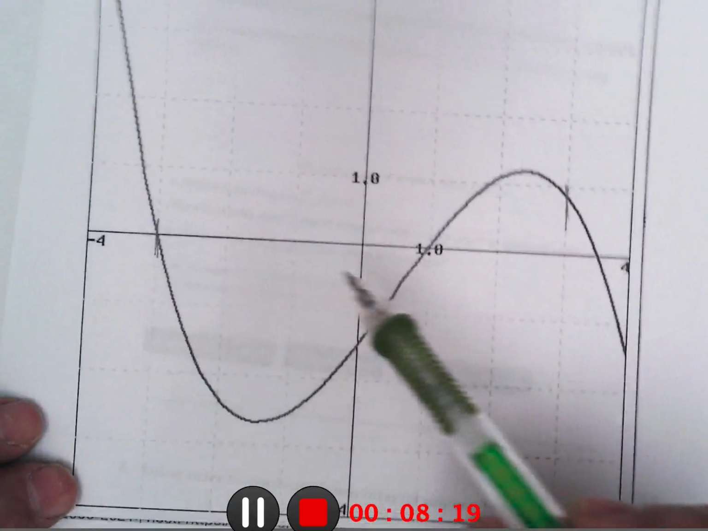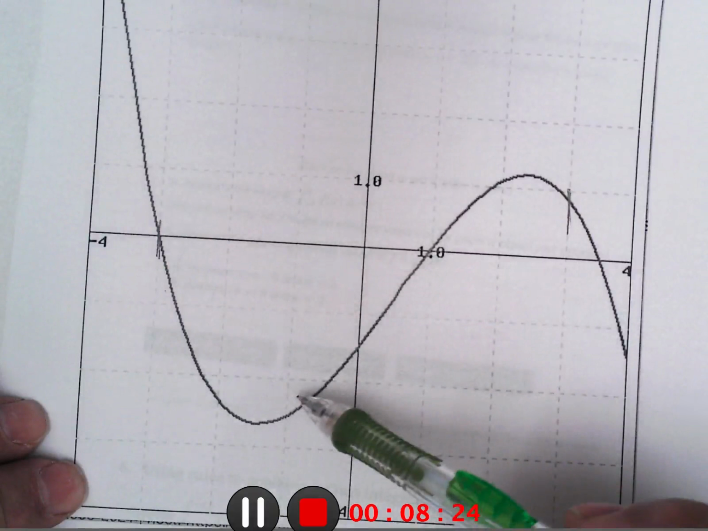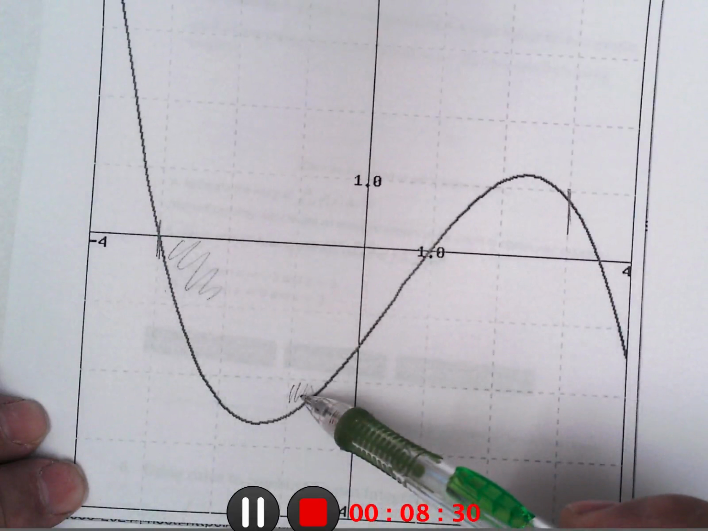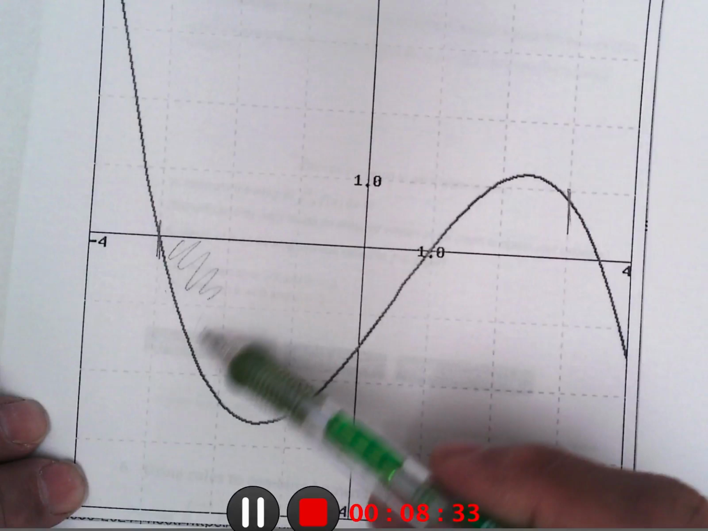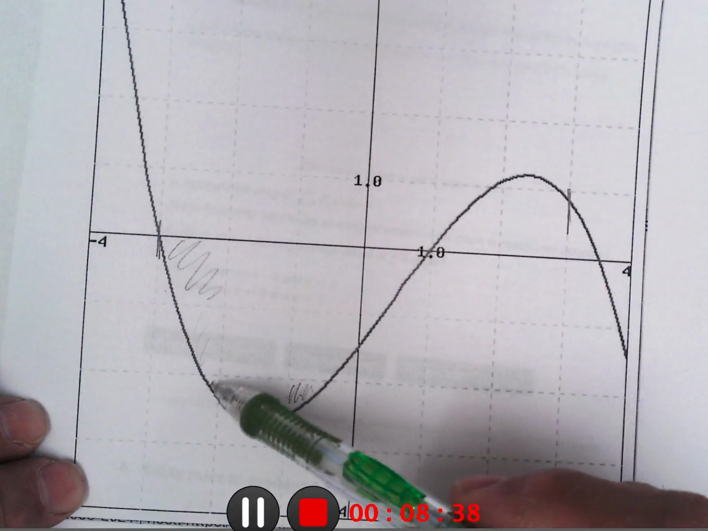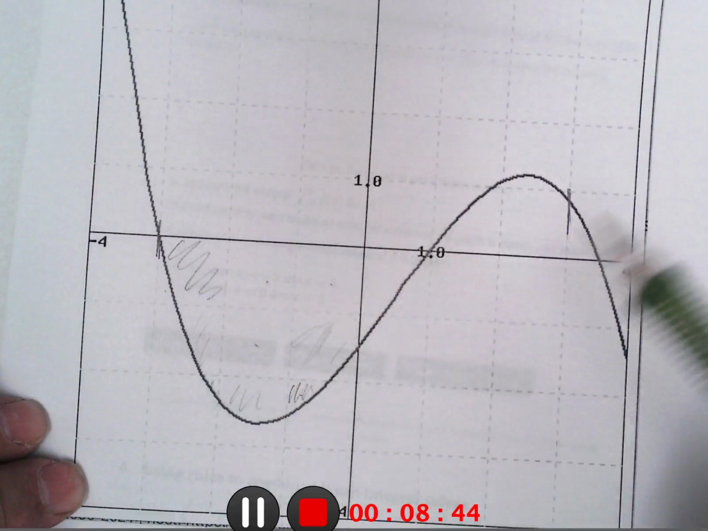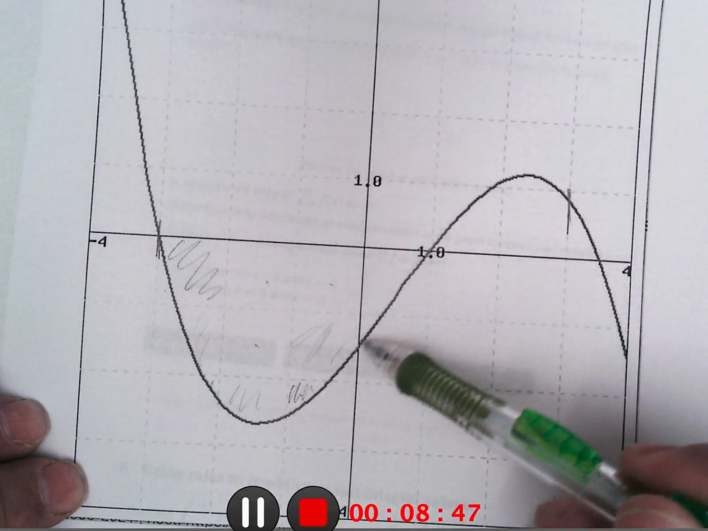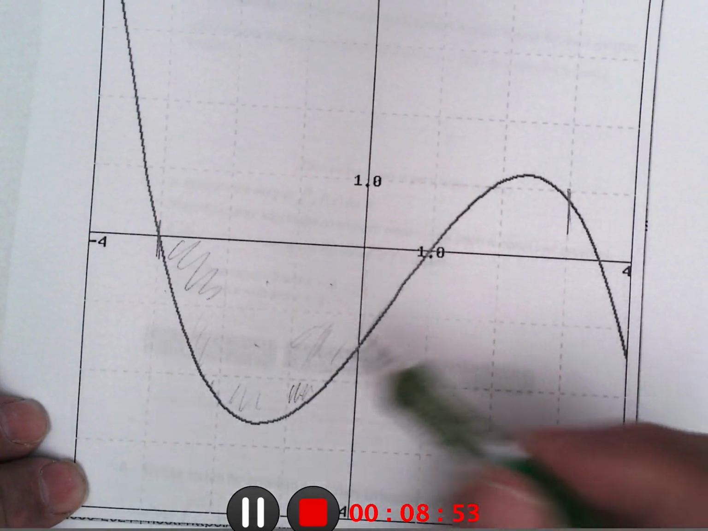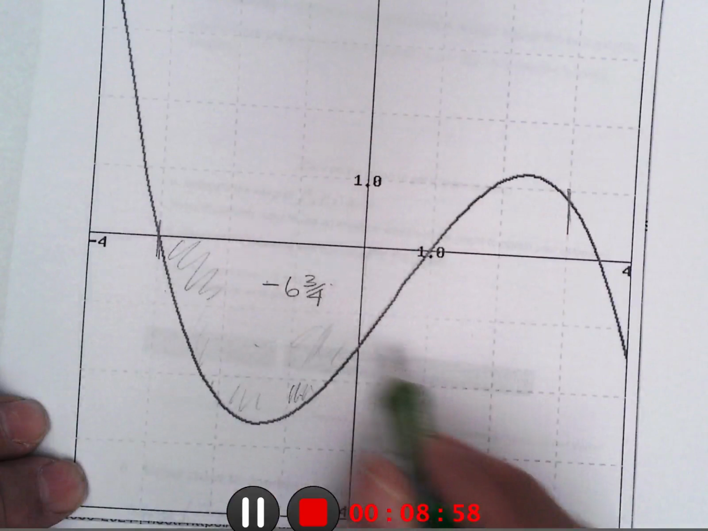So this square is missing about that much, which might be about this area. So this plus this would be 1. This plus this might be 2. And this plus this might be 3, 4, 5, 6. And this is not quite a full square, so maybe 3/4. So I'm guessing -6 3/4. That's my rough estimate for this area.